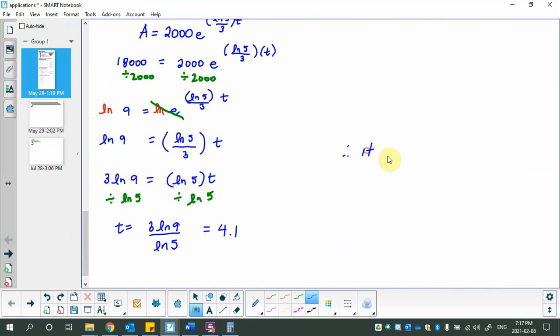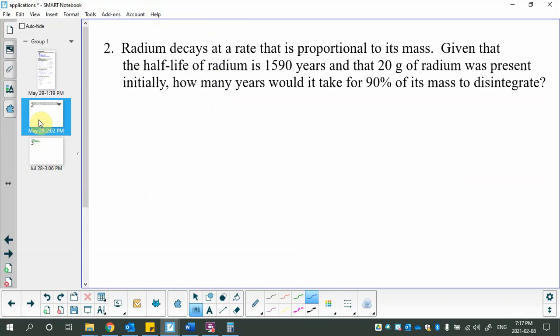Therefore, it will take 4.1 hours. All right, let's see what this last question is all about. Oh, more science. So this one is radium decays at a rate that is proportional to its mass. So this is a decay question. I'll show you the difference that makes in a minute.